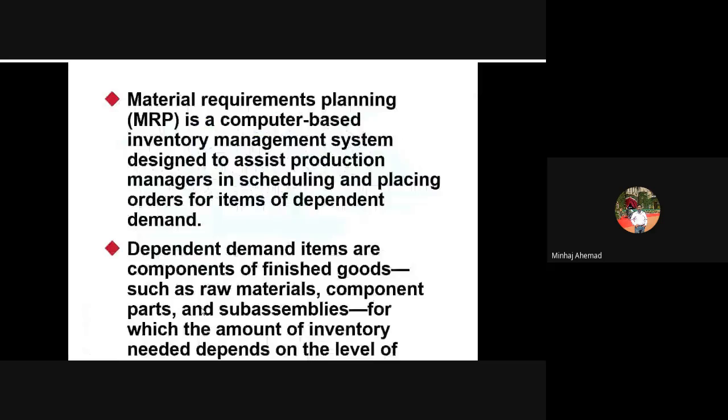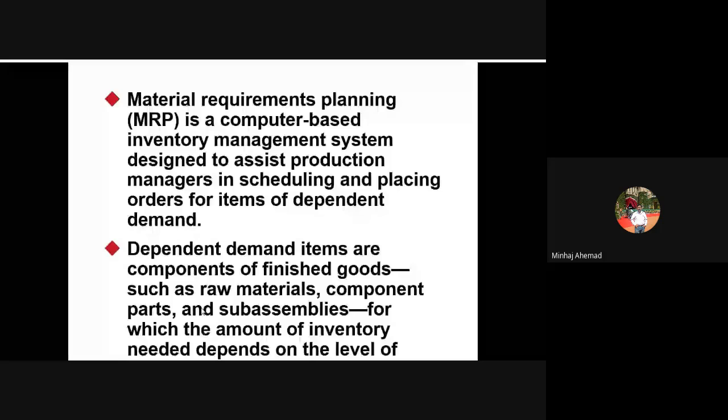Friends, material requirement planning is a computer-based inventory management system designed to assist production managers in scheduling and placing orders for items of dependent demand. The distinction between independent demand and dependent demand is important in MRP. Independent demand means that demand for a product is unrelated to demand for other items. Final products and spare parts are examples of items whose demand is independent. Independent demand patterns must usually be forecasted.